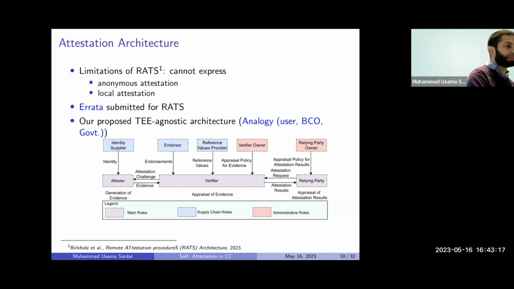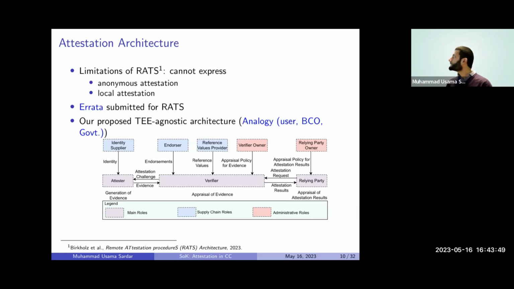And about anonymous attestation, we add here one specific role, which is this identity supplier. This can be the manufacturer at the time of manufacturing, where they embed this identity in the form of fuses and so on into the device that is this attester. With that we can now analyze also the anonymous attestation in addition to other forms of attestation.